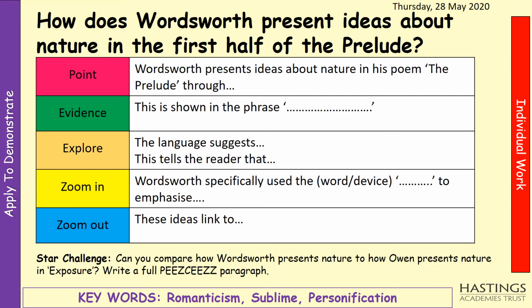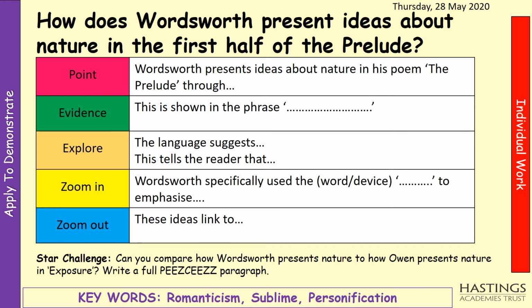Okay, so we are going to do a little bit of writing now. So we're going to answer that question there at the top. How does Wordsworth present ideas about nature in the first half of the Prelude? So you've got a PEE paragraph structure there. What I would like you to write is 2 PEE paragraphs based on that question there. Okay, so you've got your point. How does he present nature? Remember, we're only focusing on the first half of the poem for now, so we can maybe say he presents nature as peaceful, beautiful, idyllic, okay, however you want to.